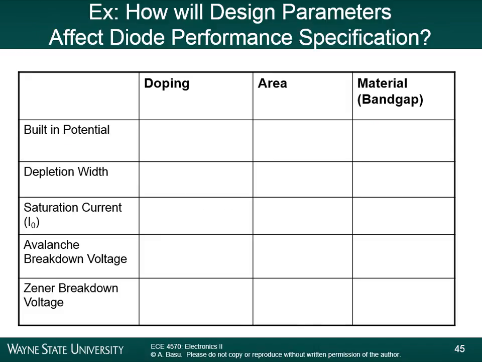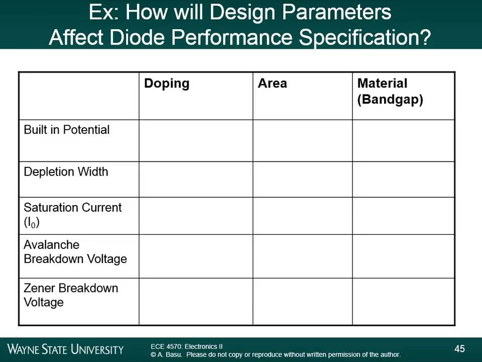Most of you didn't like this very much. But I'm showing you this because on the columns you have the design parameters. These are the things that a diode designer has control over: doping, area, and then the material that you choose. Based on those design parameters, you have certain performance parameters like the built-in potential, the depletion width, the saturation current, the avalanche breakdown voltage, Zener breakdown voltage.